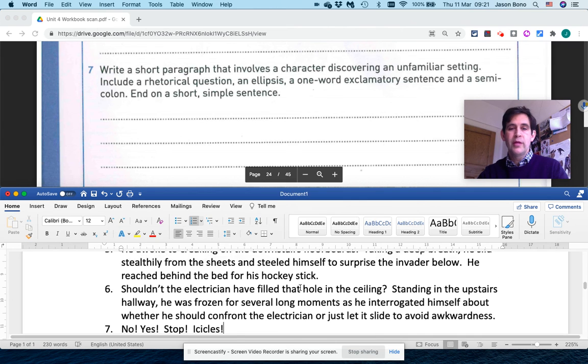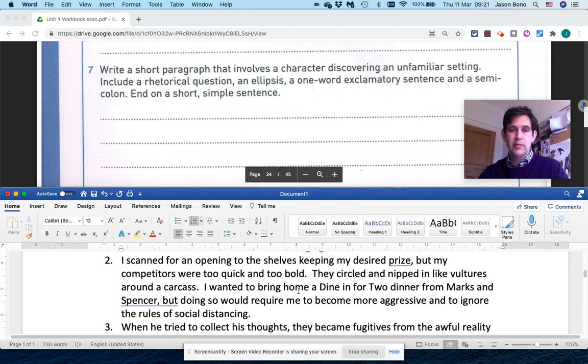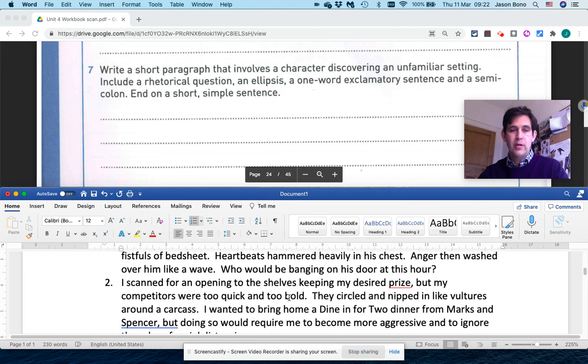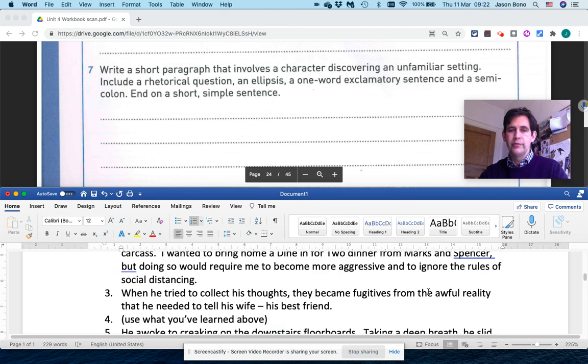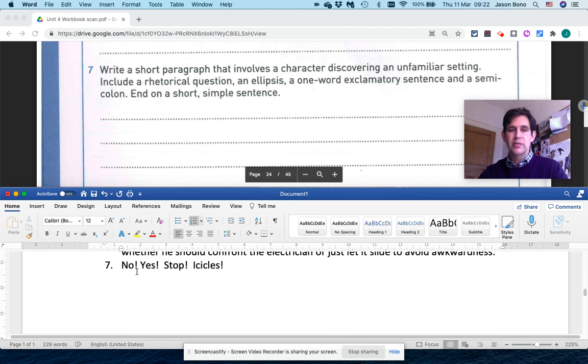Now, coming back on the semicolon, with the compound sentences, instead of joining them together with a comma and a conjunction like and, but, or, you can join them together with just a semicolon instead. Take out the comma and the conjunction and put in a semicolon. I scanned for an opening to the shelves, seeking my desired prize; my competitors were too quick and too bold. So that's how you use a semicolon. Give that a try.